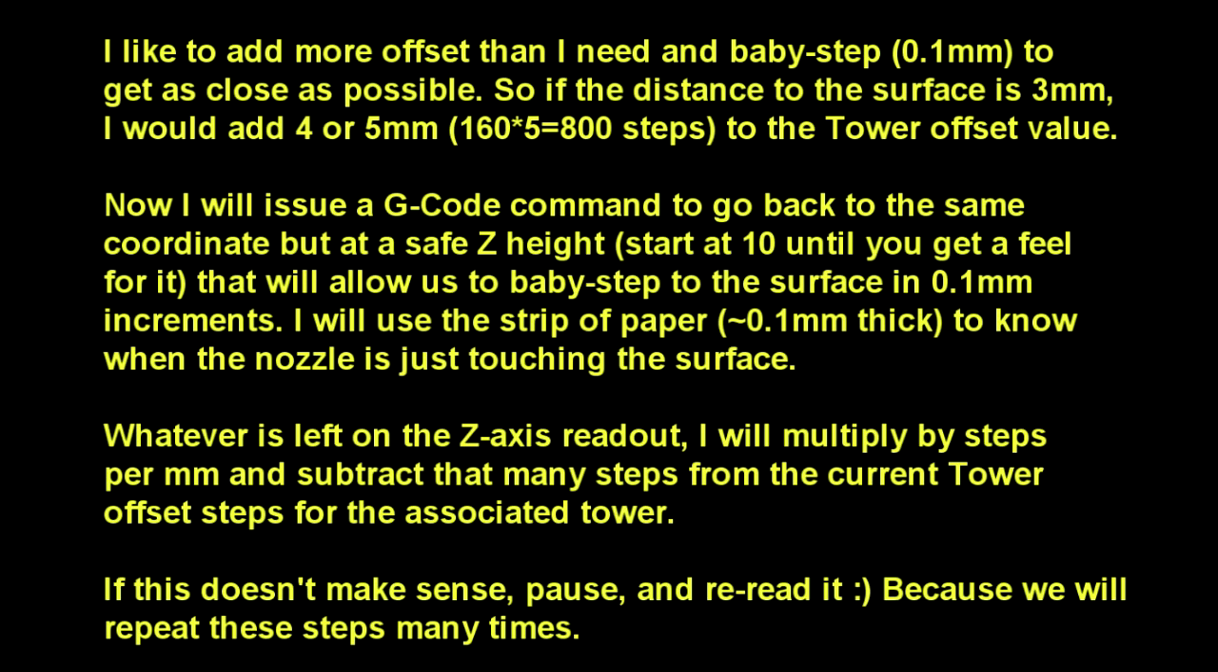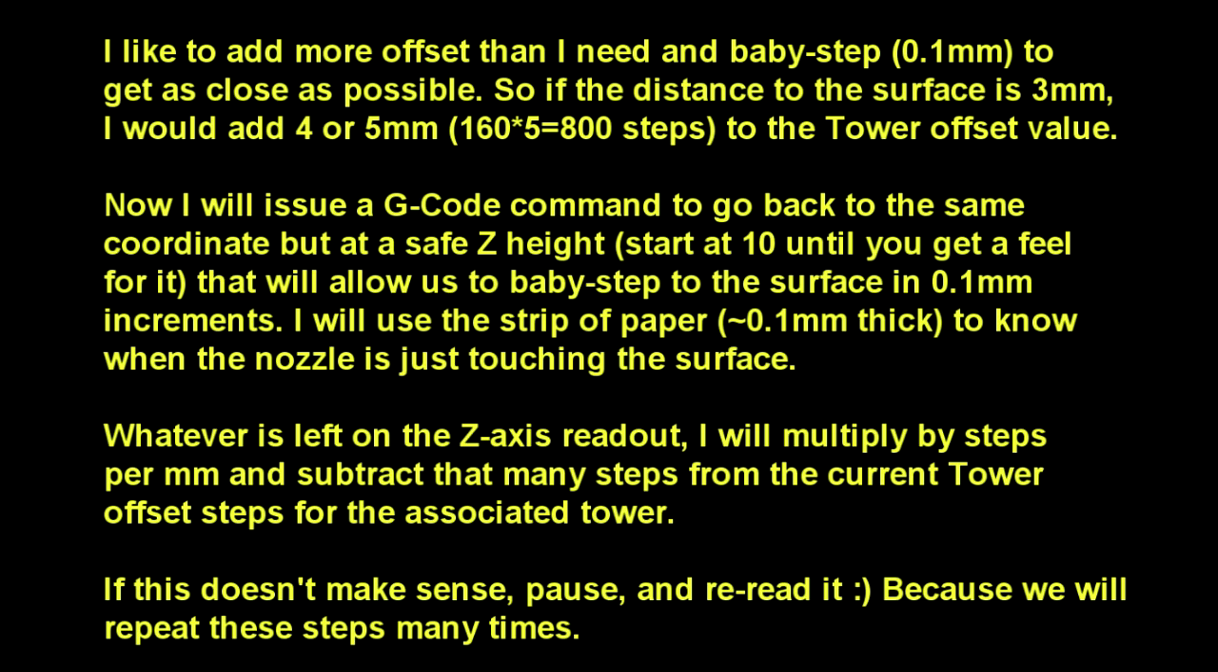I like to add more offset distance than is required so I can get 0.1 millimeter accuracy. If we were 3 millimeters away, I would add 4 or 5 millimeters to the offset. For my printer, I would multiply the distance, which is 5 millimeters, times the steps per millimeter, which is 160 for me, and enter 800 in the X tower end stop offset EEPROM setting. Remember to click OK to save and always rehome after you change a value.